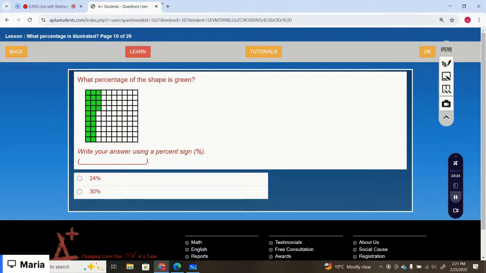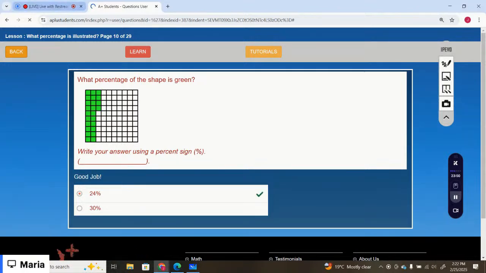What percentage of the shape is green? The correct option is 24%. Option number one is the correct option. Okay, you can complete the lesson by yourself later today. Let me just move on to the next lesson.